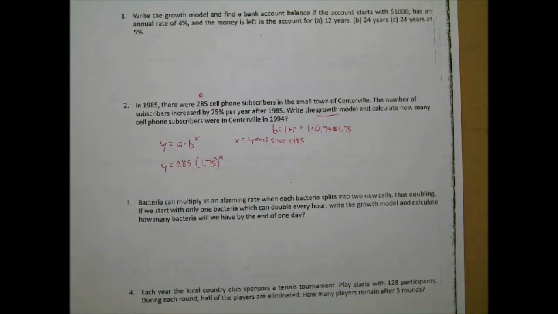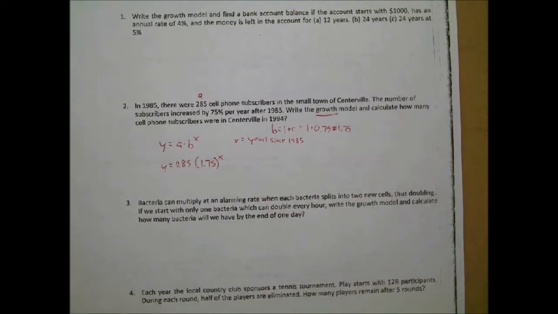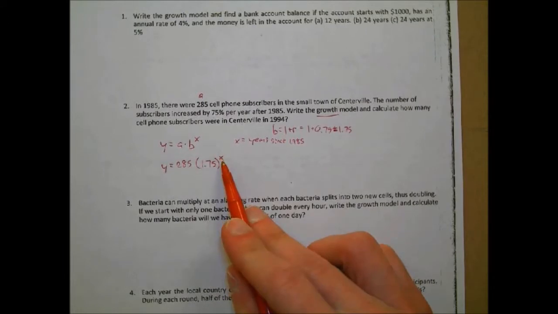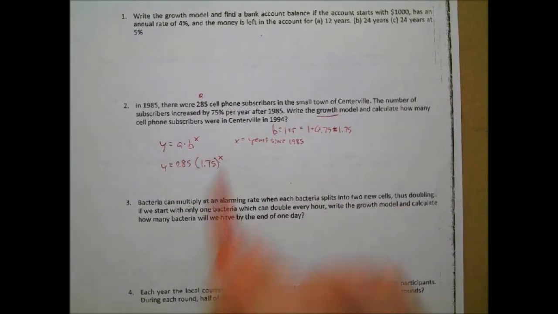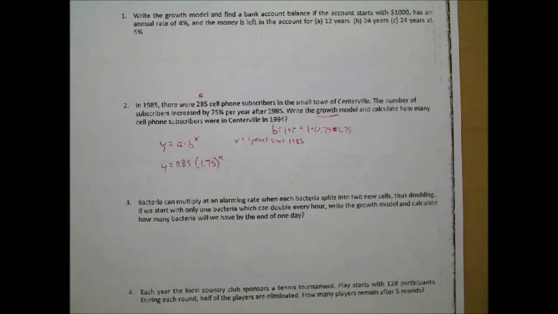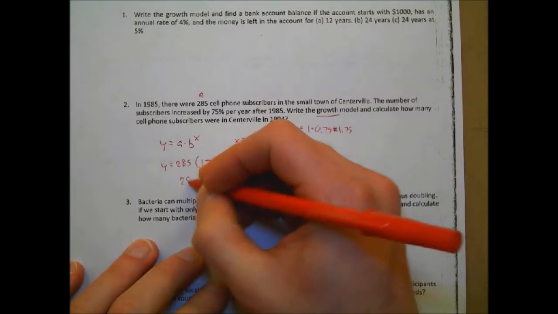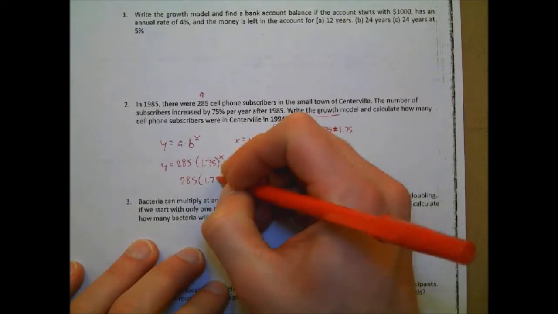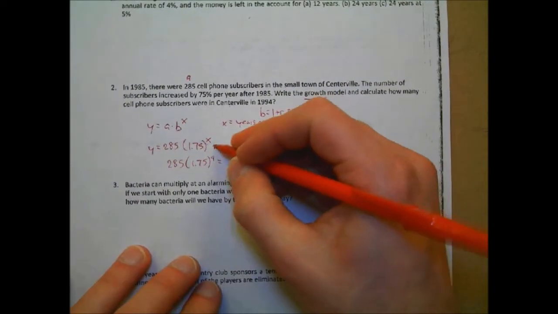So then what will go into x here? Do I put 1994 in for x? No. Because I want to find the subscribers in 94. That would be an overflow. How many years since 1985 is the year 1994? 9 years. So we're going to say 285 times 1.75 to the 9th. Okay, Lauren, go for it.